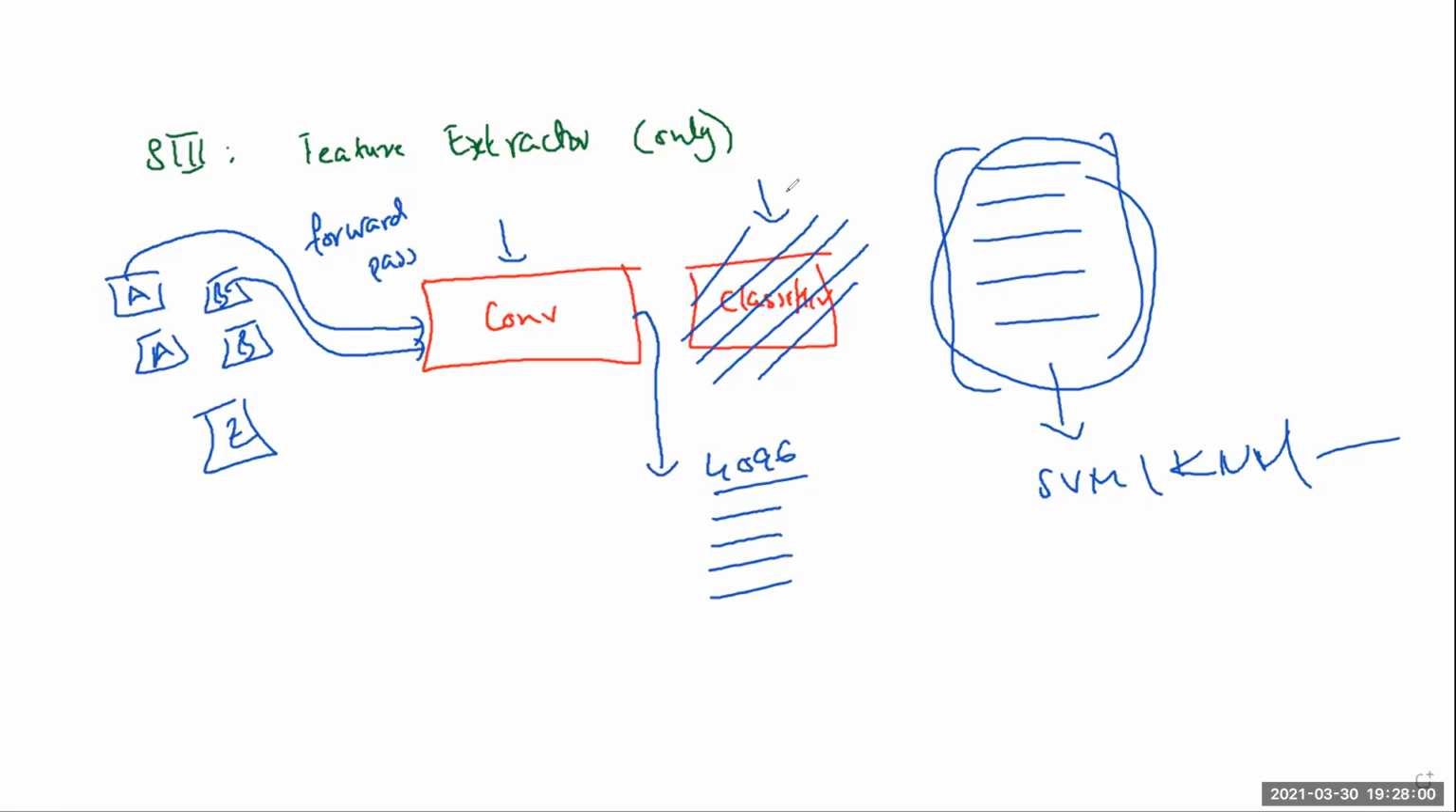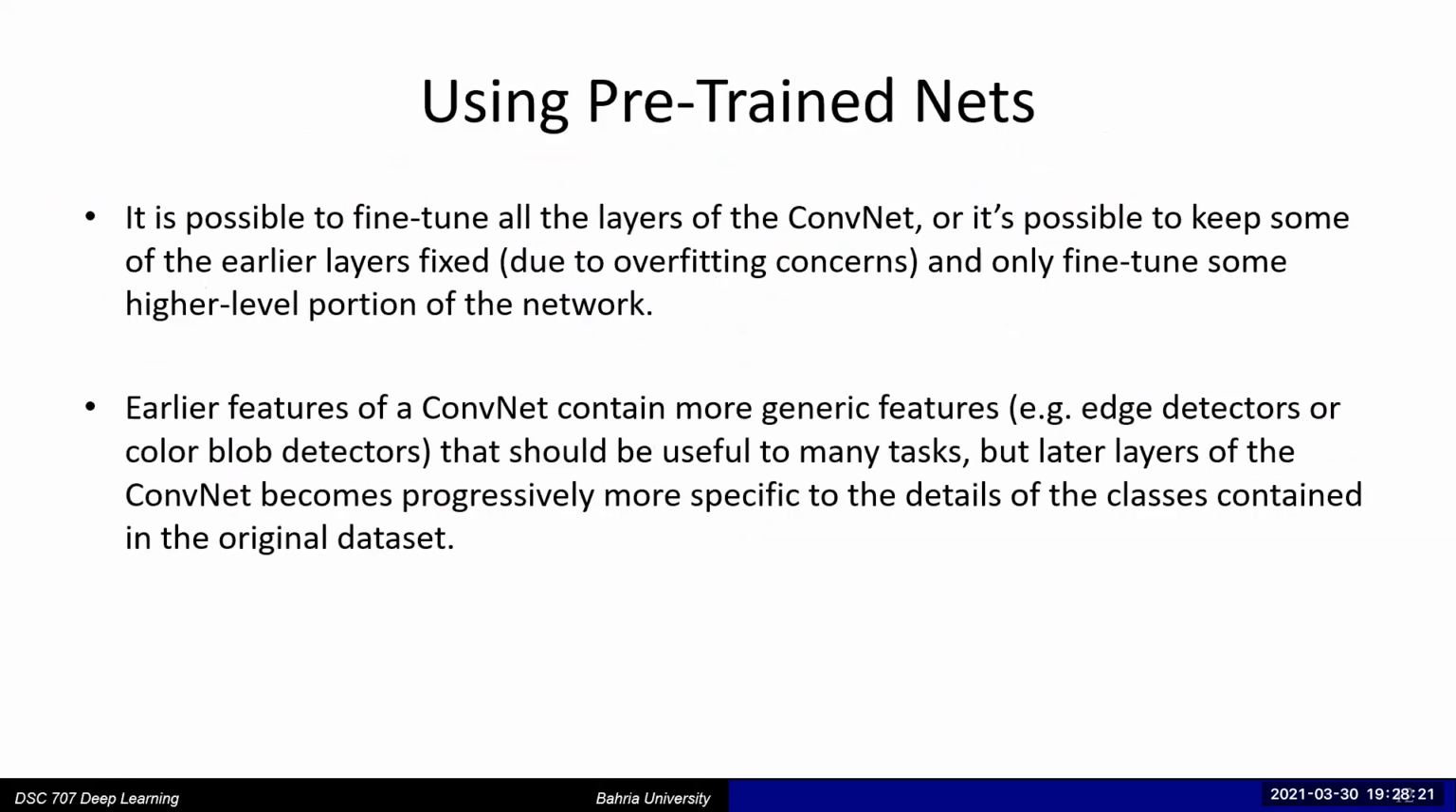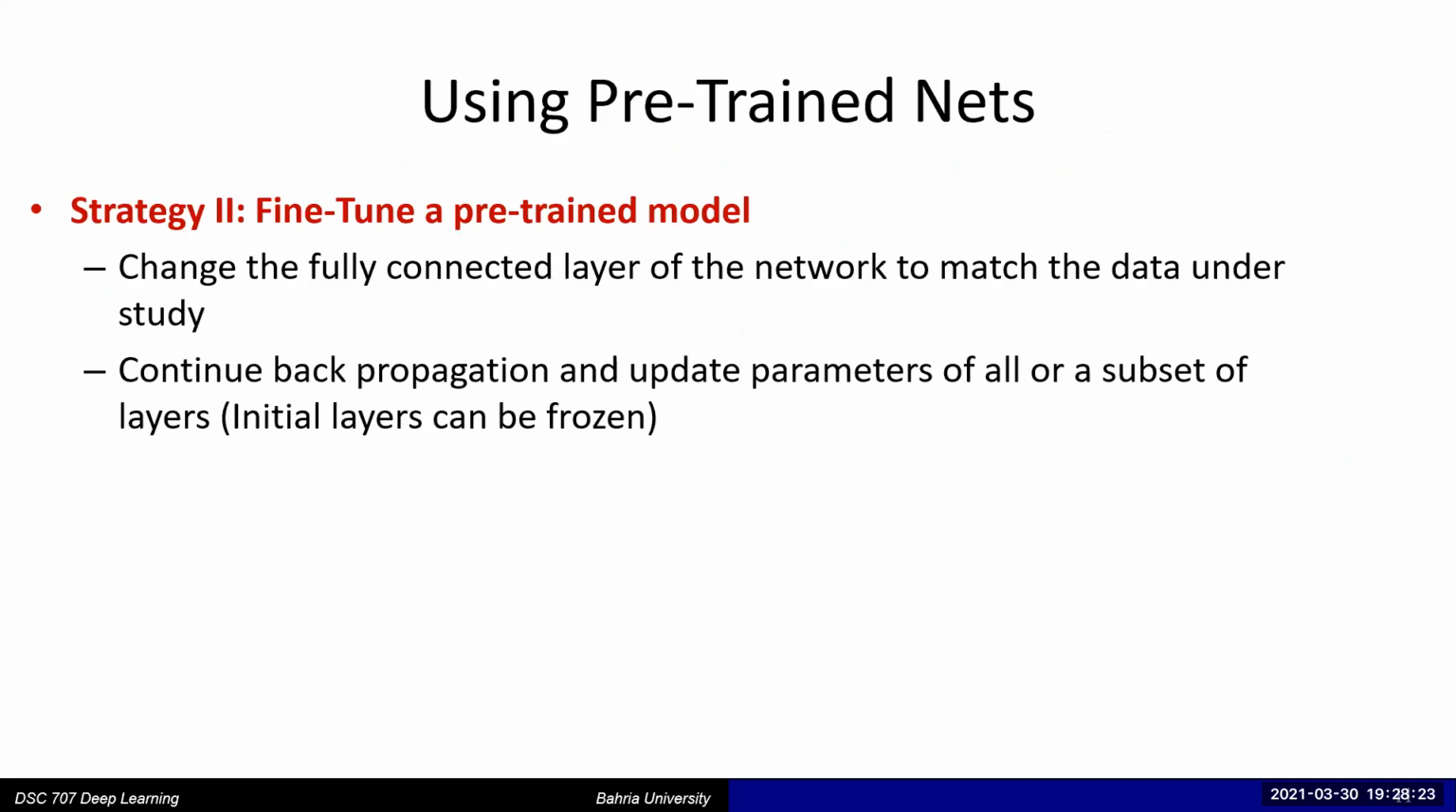So you see, in case of fine tuning, we are continuing back propagation and updating the weights of all or a subset of layers. In case of feature extraction only, we are throwing away the classifier part and simply using the convolutional base to extract features, and then we are using any classifier that you like. So now let's go back to our slides and again see a summary of these.